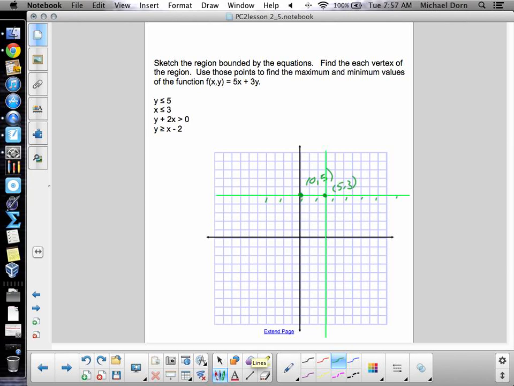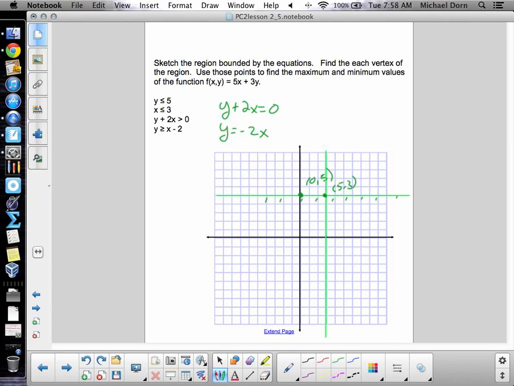Now the other lines. Y plus 2x is greater than 0. I have to graph that line. Well, the line I'm going to get is y plus 2x equals 0 when I graph the line. The inequality we'll get to in a second. So that's y equals negative 2x, right? So that is an intercept at 0, 0. And a slope of negative 2, so that's up 2, left 1.